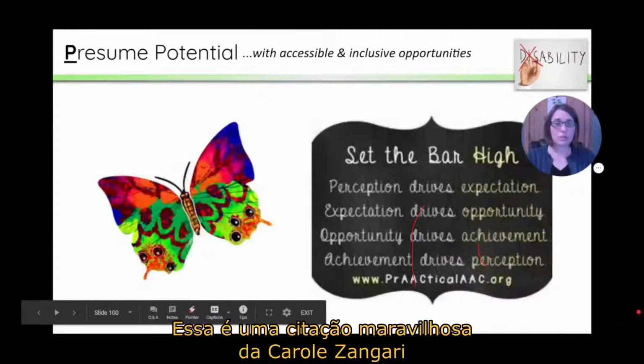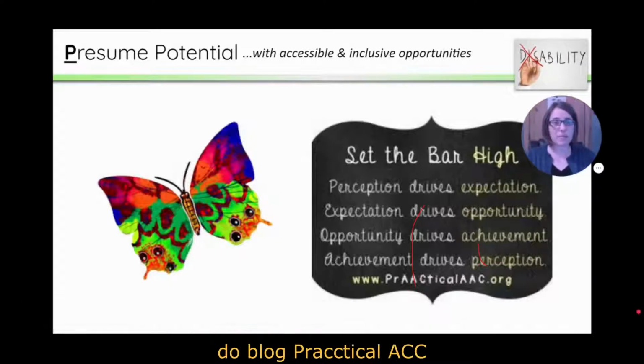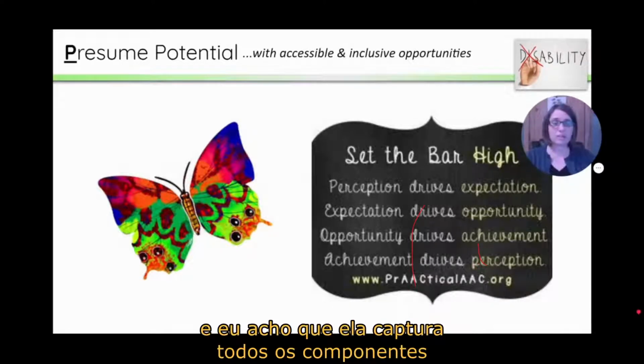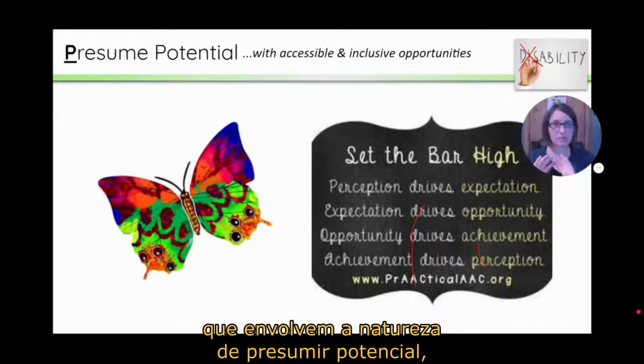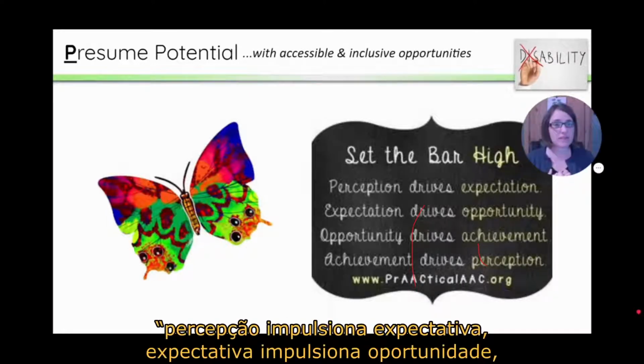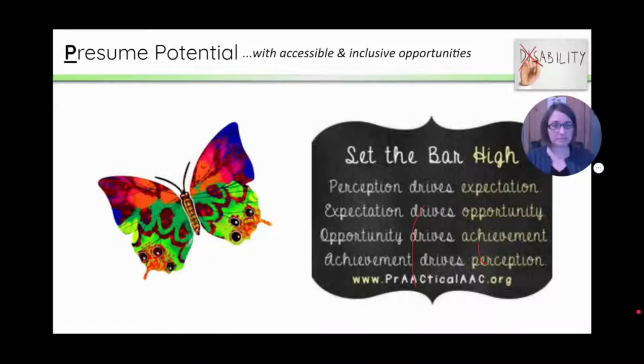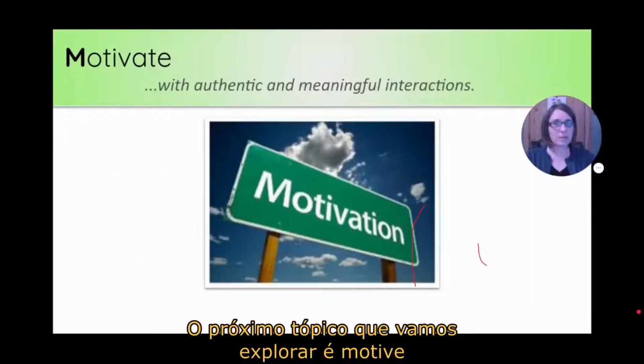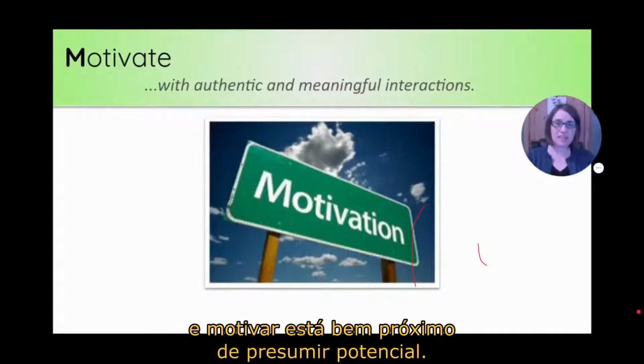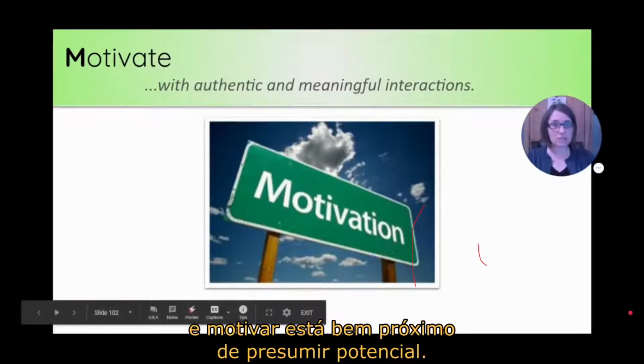So this is a wonderful quote from Carol Zangari of Practical AAC, and I think it really captures all of these components, this sort of wraparound nature of presuming potential. Perception drives expectation. Expectation then drives opportunity. Opportunity drives achievement, and then achievement drives perception. The next topic we're going to explore is motivate, and motivate is actually really closely tied to presuming potential.